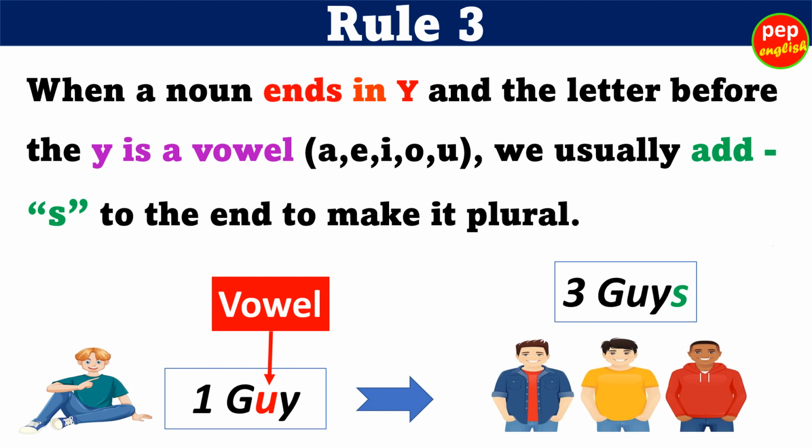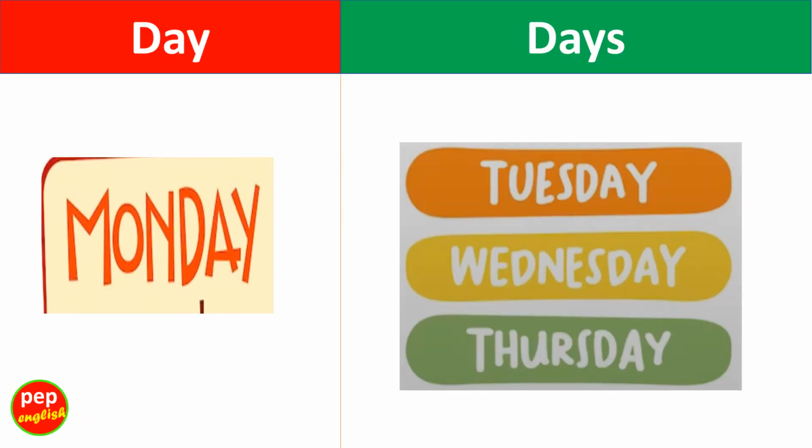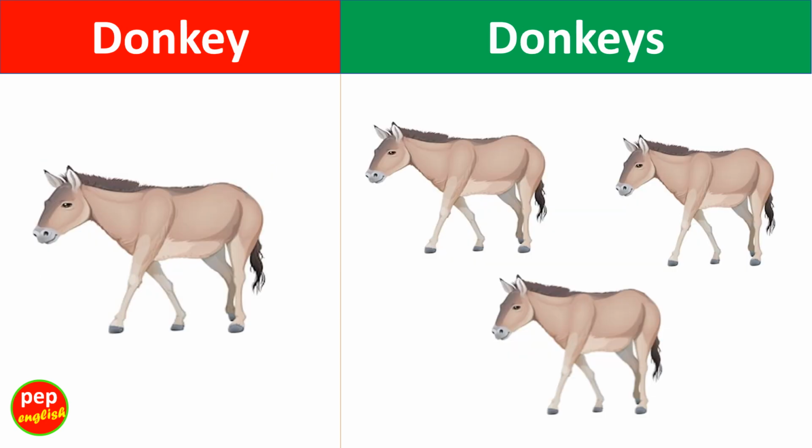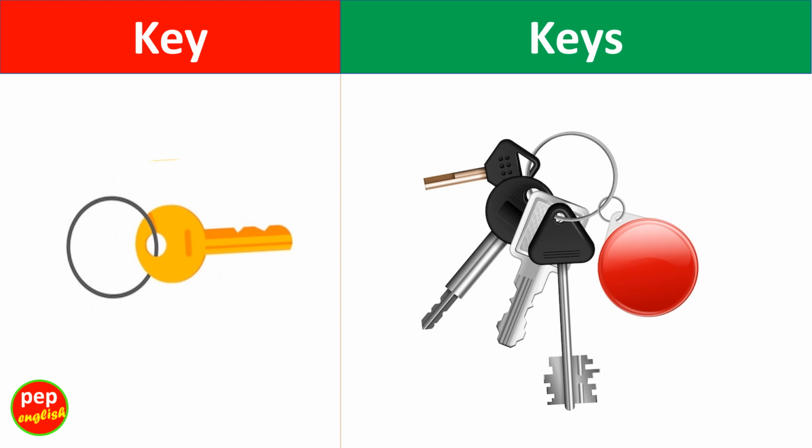When a noun ends in y and the letter before the y is a vowel, we usually add s to the end to make it plural. 1 guy. 3 guys. Day, days. Donkey, donkeys. Key, keys.